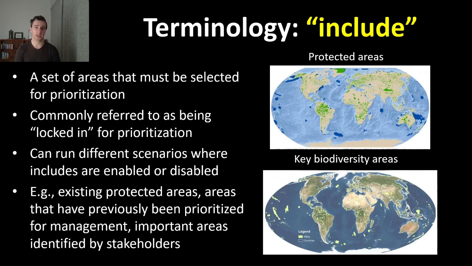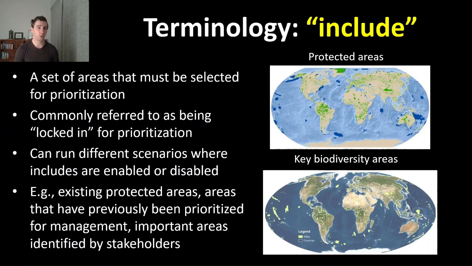Another key piece of terminology is include. And include describes a set of areas that must be selected for prioritization. In systematic conservation planning terminology, we might refer to these places as being locked in for prioritization. And common examples of things you might use as includes might be layers or data sets describing the distribution of existing protected areas. The idea here being, if you set existing protected areas in your study system as includes, then these places will be selected automatically as priority areas, and any additional areas will aim to build on and enhance these existing protected areas.